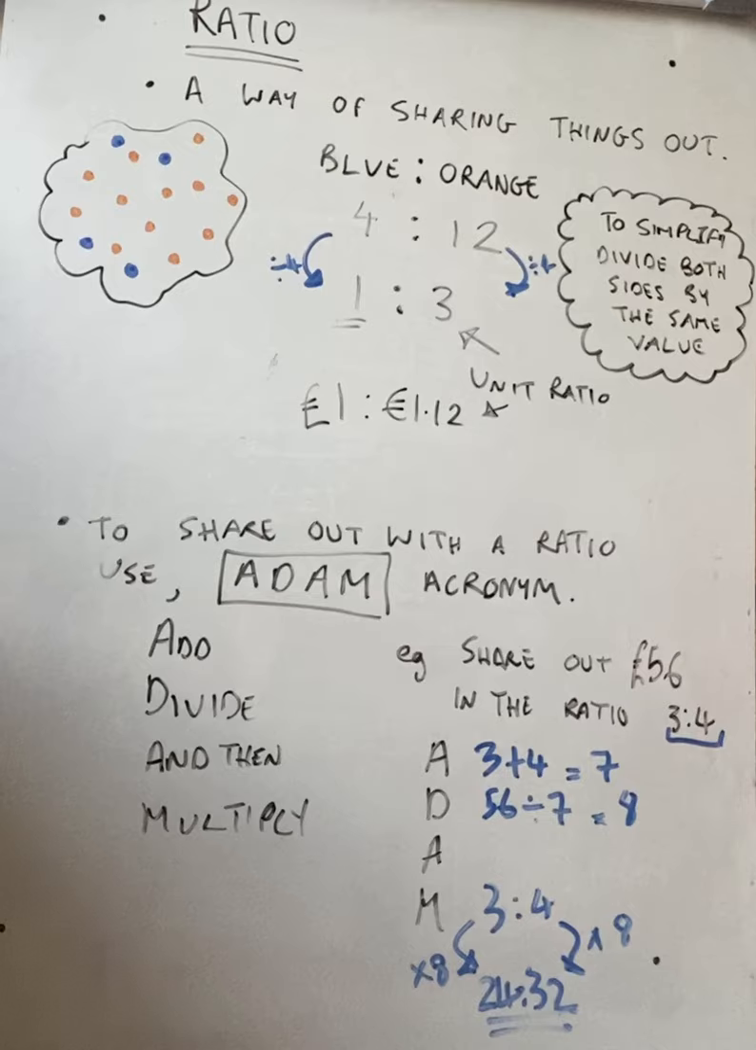And if you add them up, they should add to £56. So you could do that as a little check if you like. So 24 add 32 is £56. Okay, that's just to make sure you've got your calculations and you're working out right.